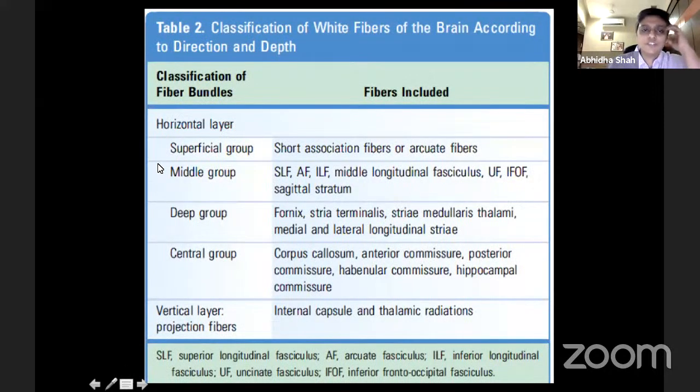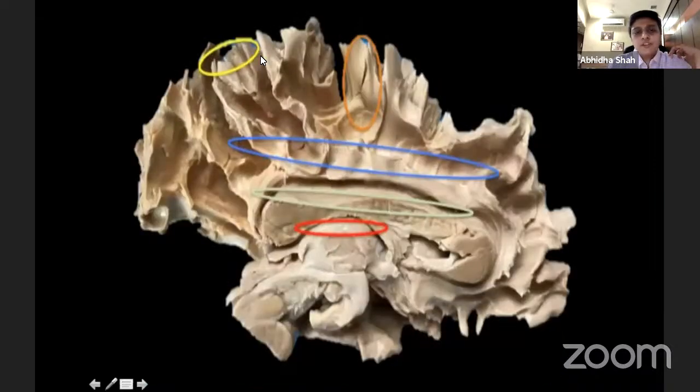And this is the classification of the white fibers. So we divided into 5 layers. So we have 4 horizontal layers. The superficial group is this yellow circle here, or the short association fibers, or the short arcuate fibers. This purple circle here is the middle group that consists of the long association fibers, like the cingulum, the SLF1, the lateral part of the SLF, or the SLF2 and 3.